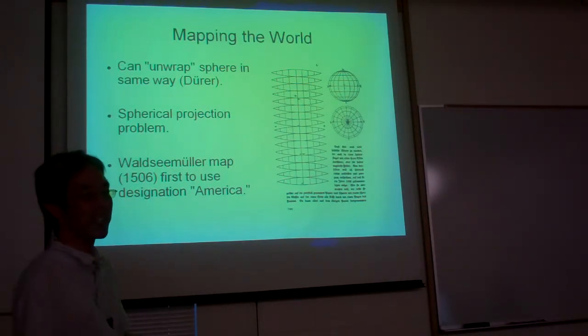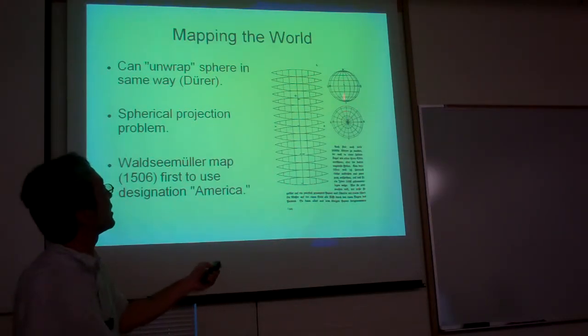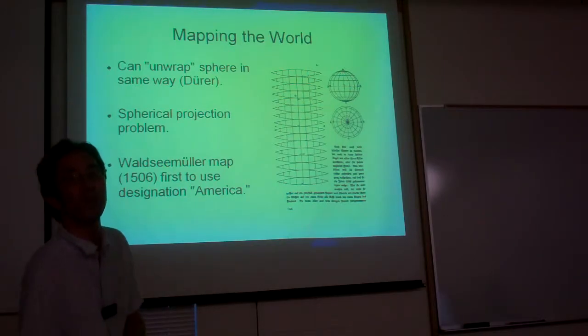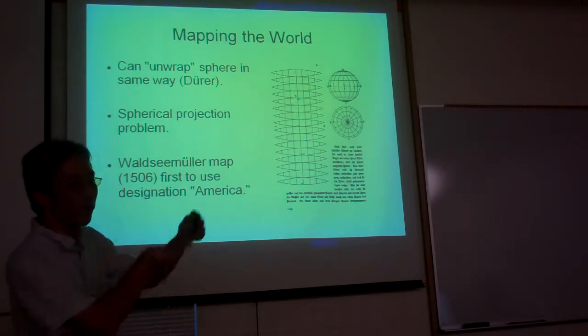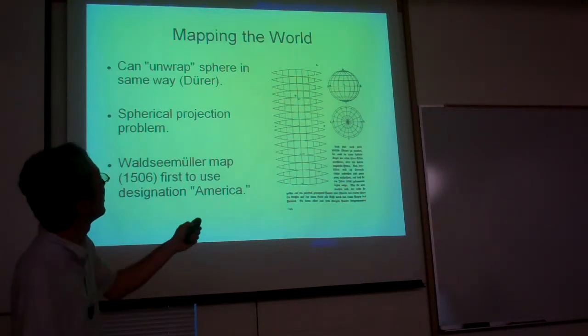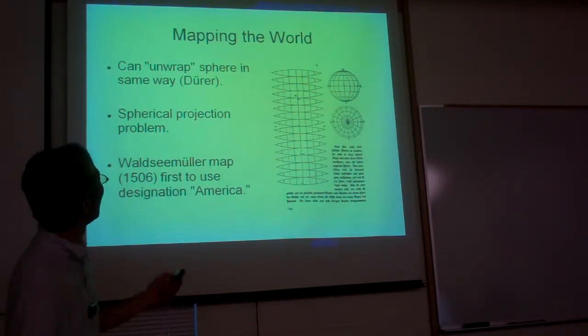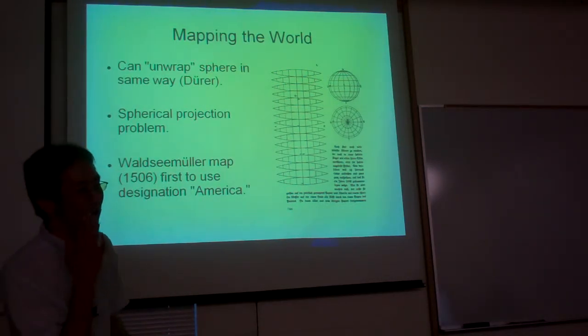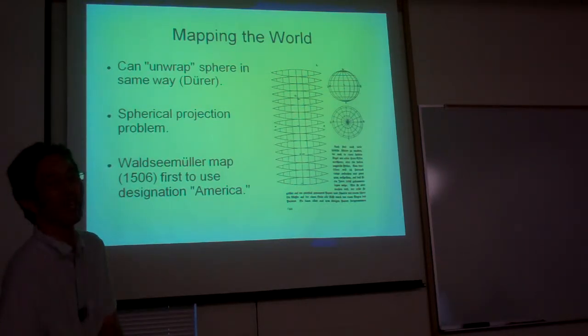Remember, Nuremberg is the center of the German printing industry, and Dürer notes that if you take a sphere, you can unwrap it in exactly the same way. The difference is that you won't quite get perfect flatness there because of the curvature of the sphere, but we can essentially unwrap it into what you might think about as a sequence of orange wedges that have been flattened out. And this goes back to a fairly common problem in the time period of this spherical projection problem.